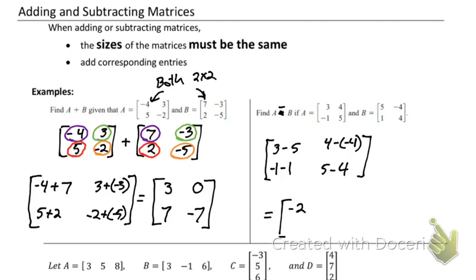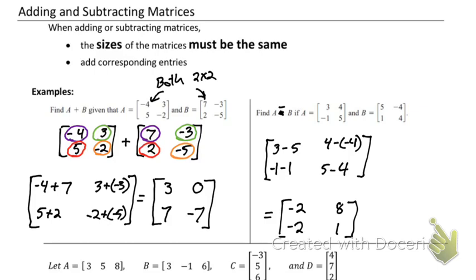That's just going to equal 3 minus 5 is a -2. -1 minus 1 is a -2. 4 minus a -4 is actually 4 plus 4, so that would be an 8. And finally, we have 5 minus 4, which is just going to become a 1. So that is adding and subtracting matrices.